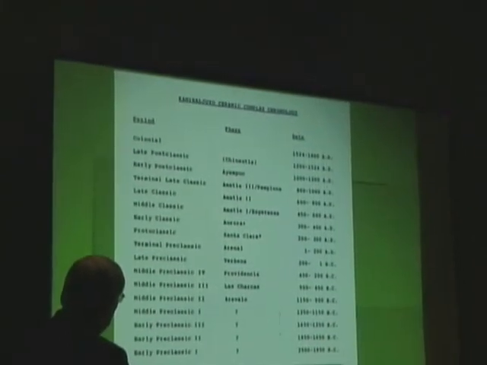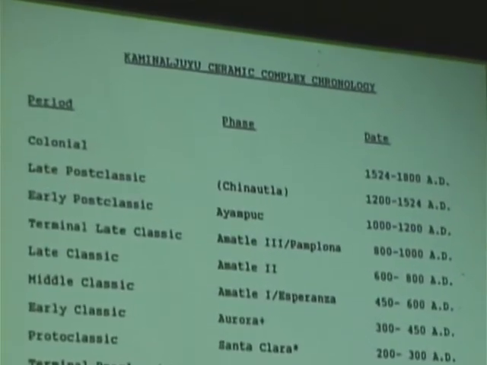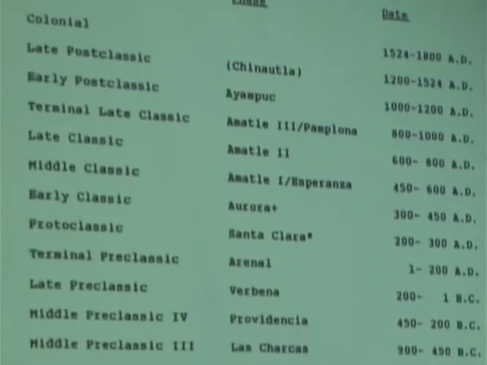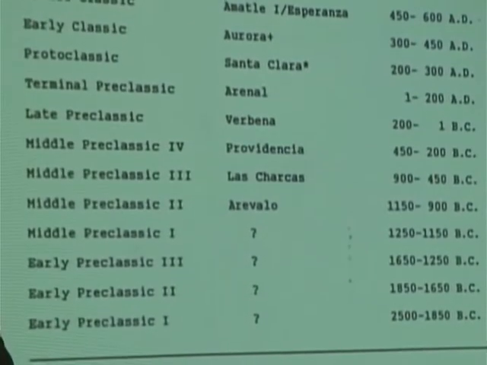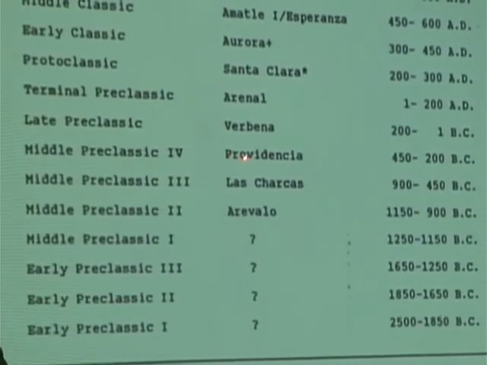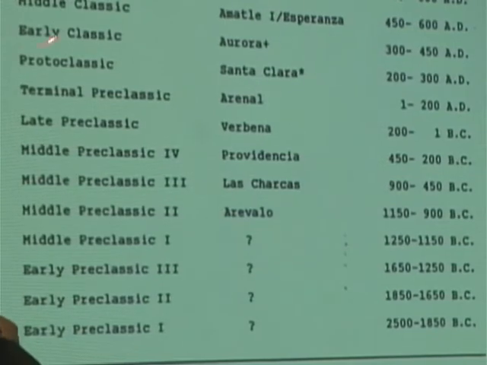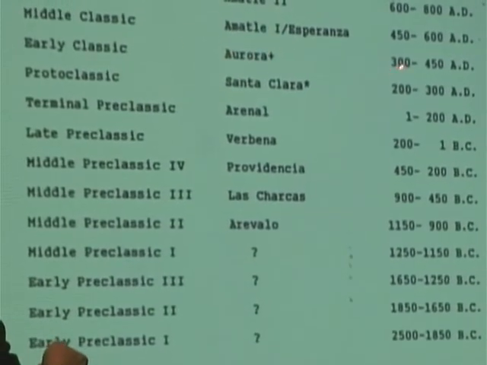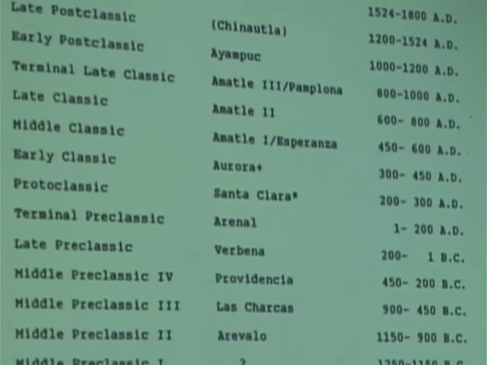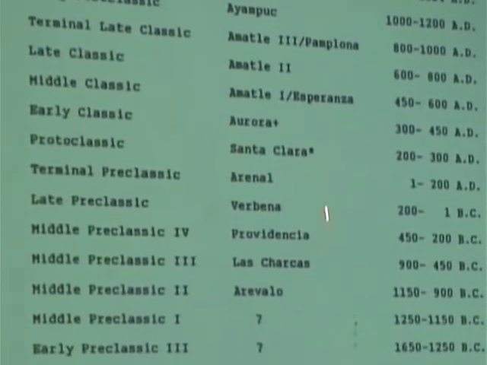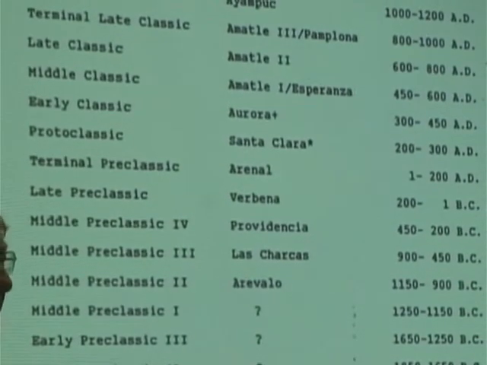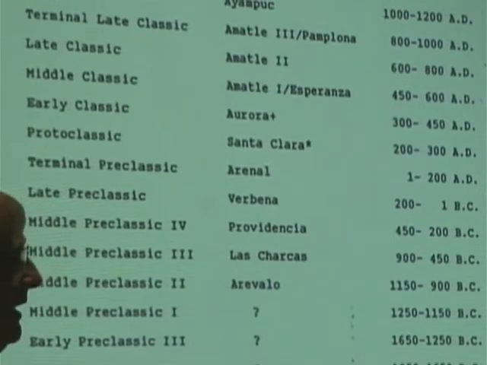Now, does the site of Kami Naho U have the archaeological history? As you can see, it begins with a ceramic phase called Arevalo, about 1500 BC. We're not really getting into the area of our interest until we hit the Providencia phase here, around 450 to 250 BC. By the time you get up here to early classic Aurora, you're getting to the end of the Book of Mormon period. So it's this period right in here that we are interested in time. There is a lot of archaeological development at Kami Naho U in the proper time span.